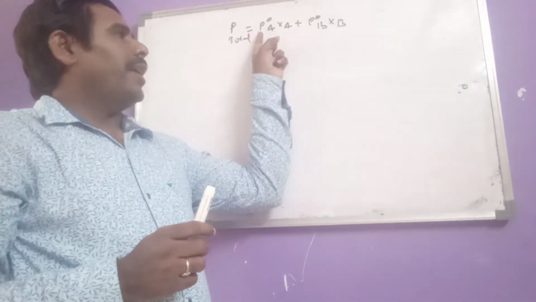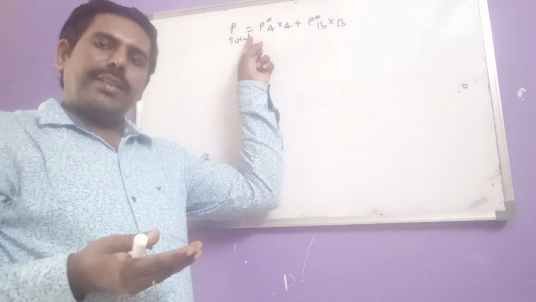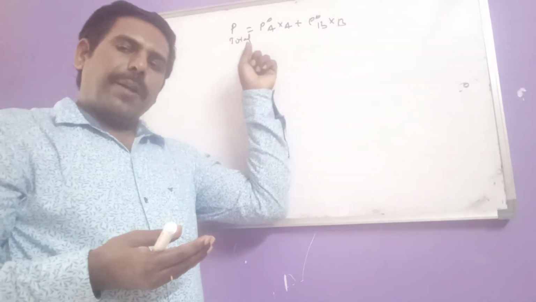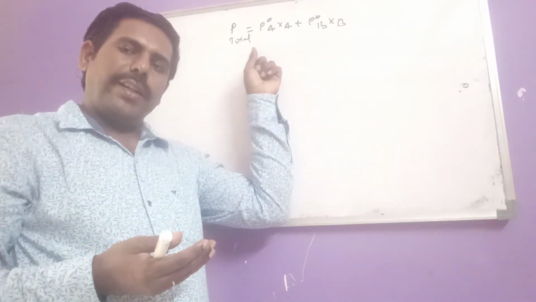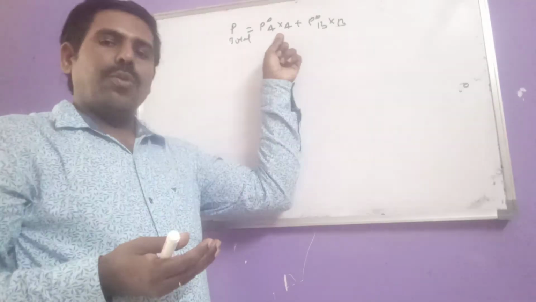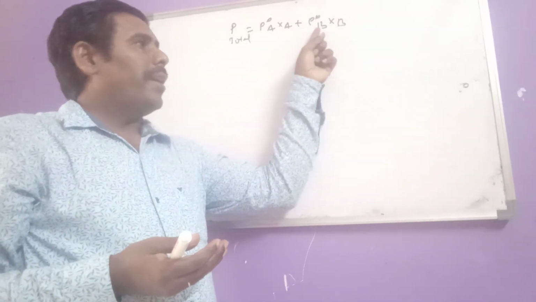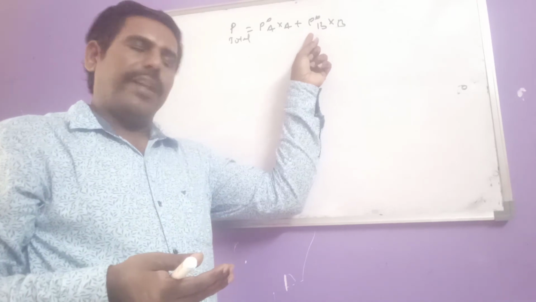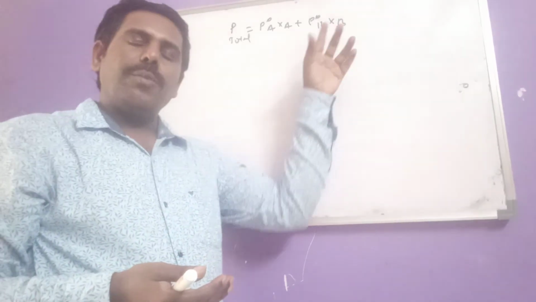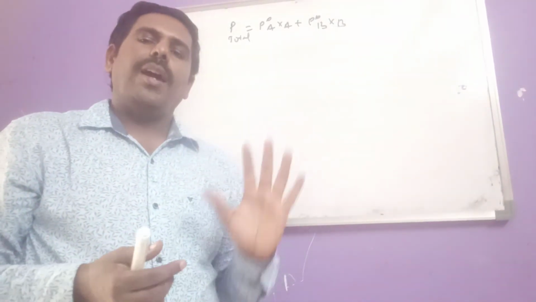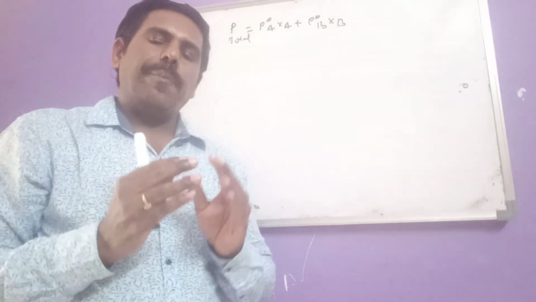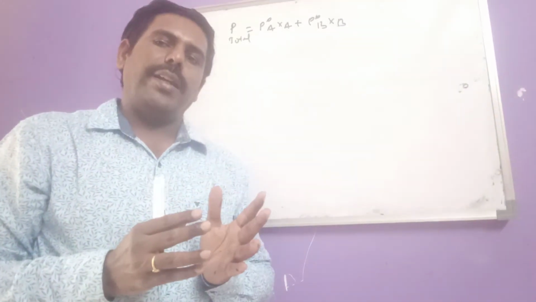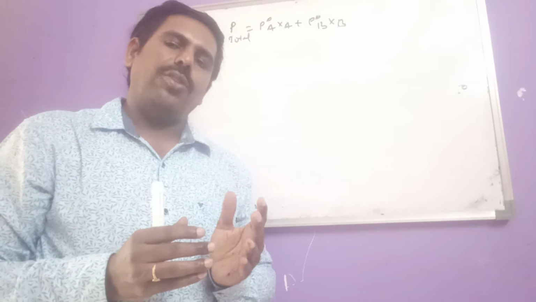So P naught A means vapor pressure of pure solvent A. XA is mole fraction of A. P naught B means vapor pressure of pure solvent B. XB is mole fraction of B. And another important formula we have to remember.